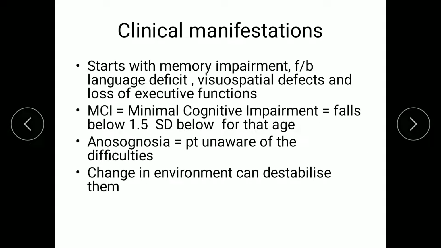Clinical manifestation, it starts with memory impairment. So the patient first will present to us with memory impairment, which will be followed by language deficit, visuospatial defects, and loss of executive functions. There's a terminology called mild cognitive impairment, which is nothing but a drop in the memory level, that is 1.5 standard deviations below the standard level for that age group. And the patient will have anosognosia, that is, the patient will be unaware of his difficulties, and any change in the environment will destabilize the patient, that is, the symptoms will get aggravated if the patients are taken to newer places.